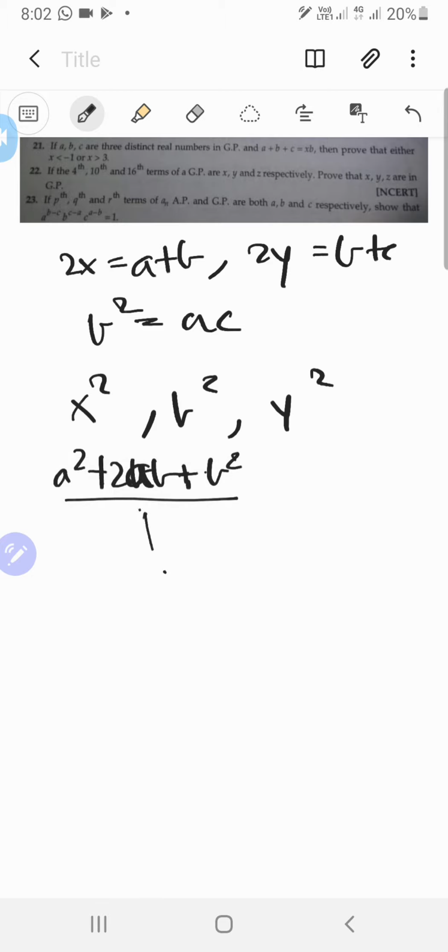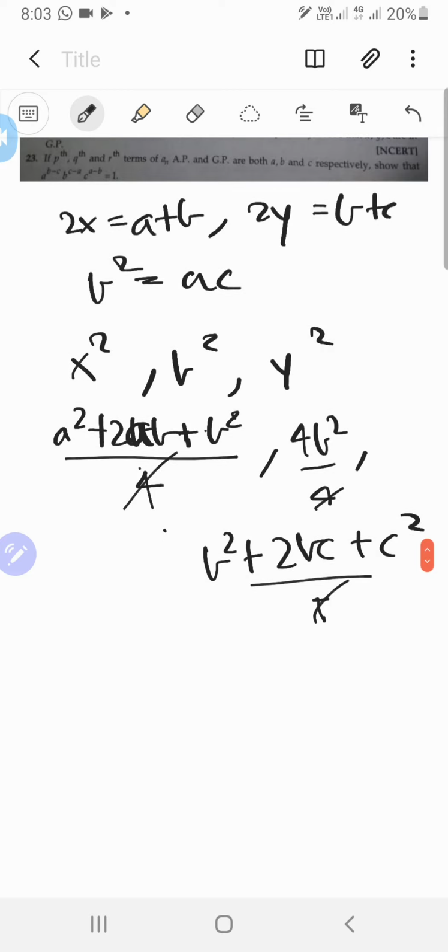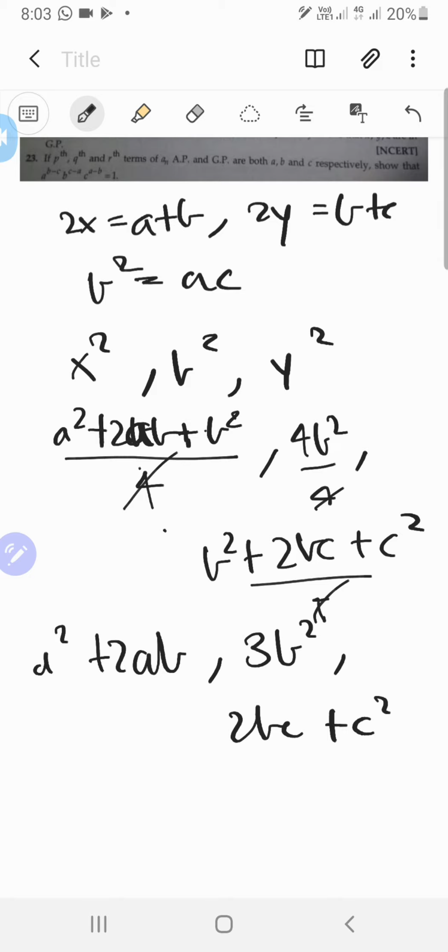And what do we have to prove? We have to prove that these things are in an AP. Well, if these things are in AP, then 4 times these things should also be an AP. And if we can simplify it furthermore, it will be very good for us. Okay, here we go. We can subtract b squared from each of the terms and still it should be an AP, which means that a squared plus 2ab, and 3b squared, and 2bc plus c squared, this should also be an AP. Okay, that's almost done.